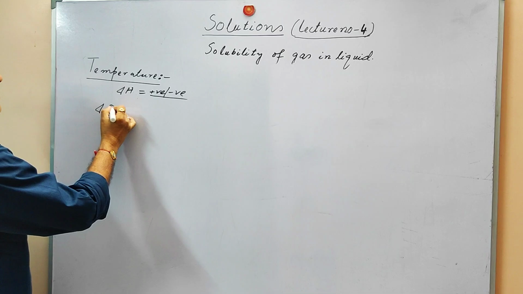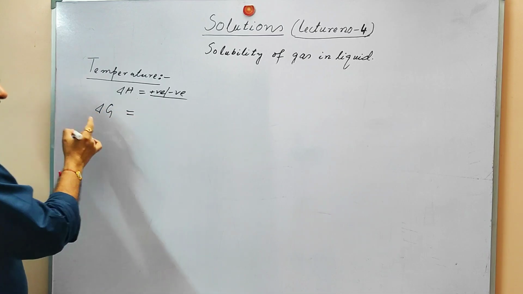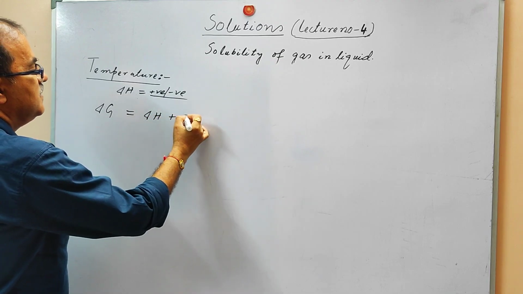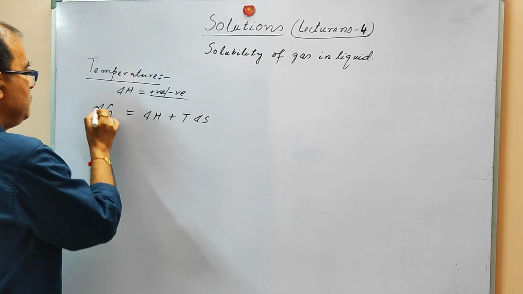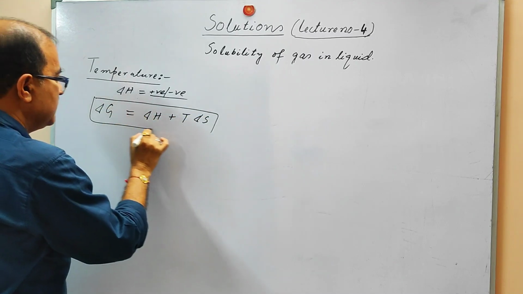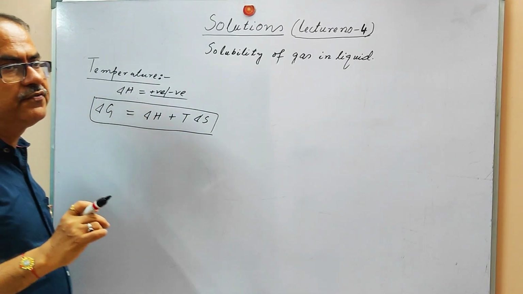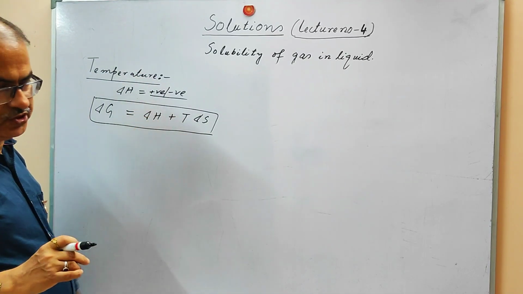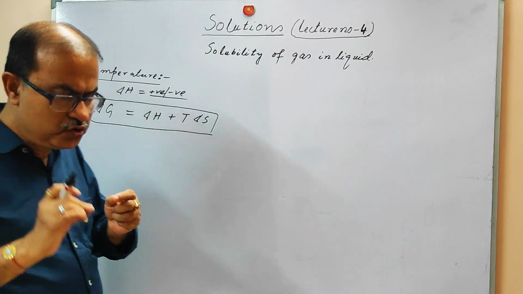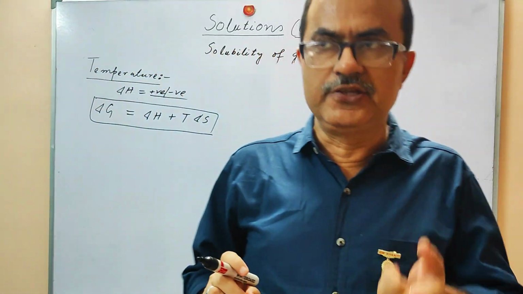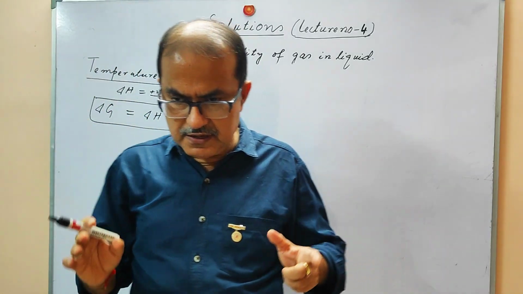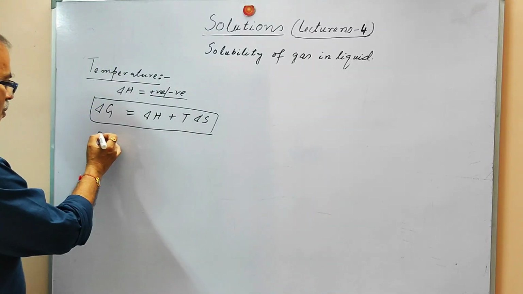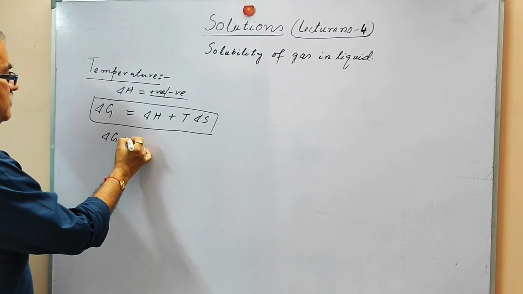We know from the thermodynamics chapter that delta G, which gives the free energy change, is delta H minus T into delta S. That we know from our thermodynamics chapter, that there is a relation between the free energy change and the entropy, the enthalpy and the temperature. As the dissolution of the gas in the liquid is a spontaneous process, we can say delta H is negative.